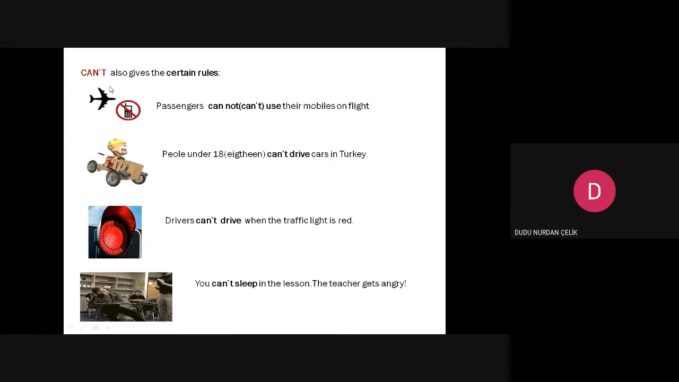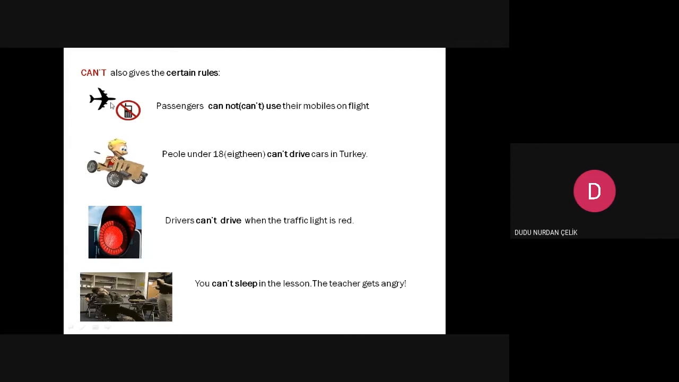And an extra explanation about can. When we use can, the negative form, just the negative form, gives certain rules also. Can't also gives certain rules, the negative form only. Okay? Be careful with this. Just the negative form can't gives certain rules also.